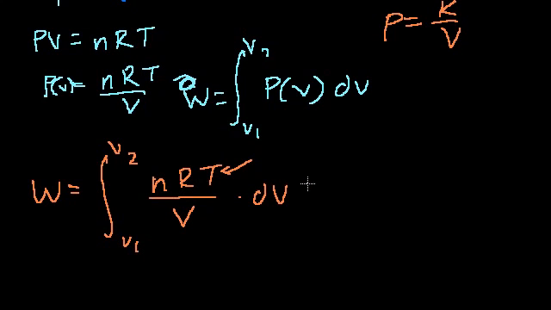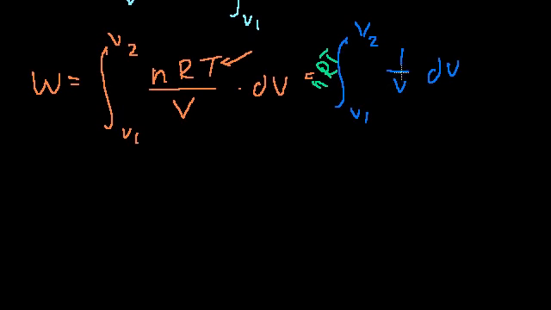So we can rewrite this integral as the integral from V1 to V2 of 1 over V dV, and then we could put the nRT out here. I should have done that first. nRT. It's just a constant term. Now, what's the antiderivative of 1 over V? It's the natural log of V.